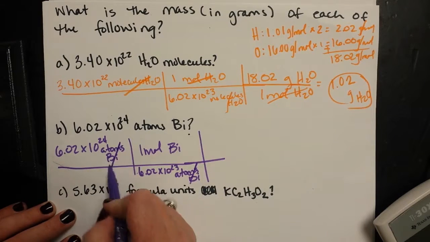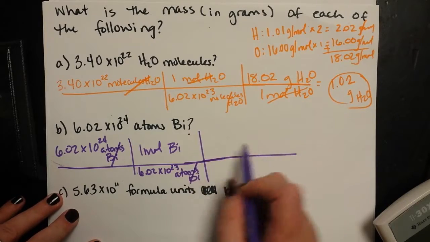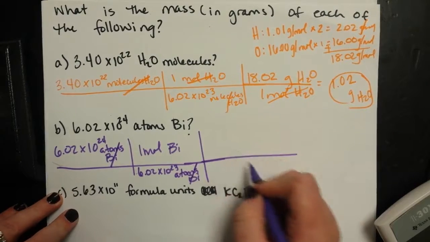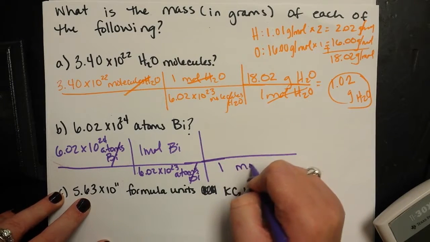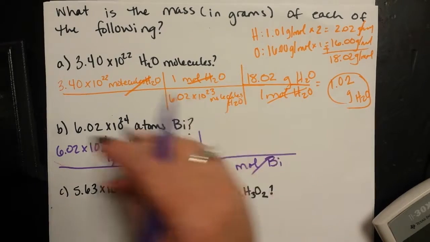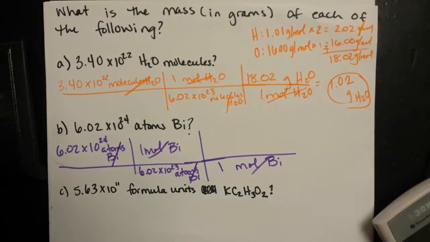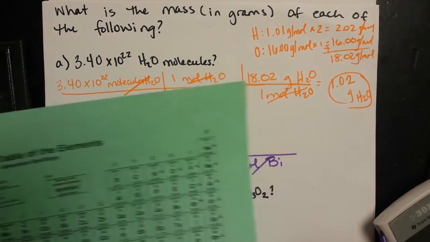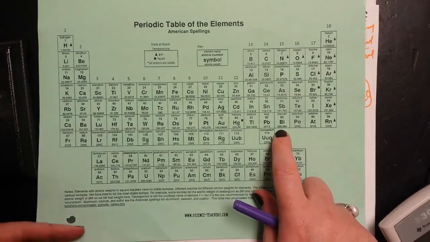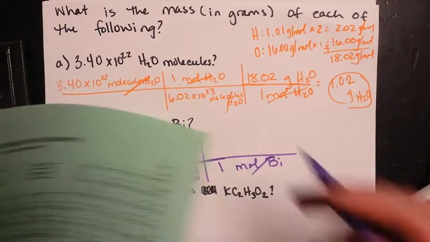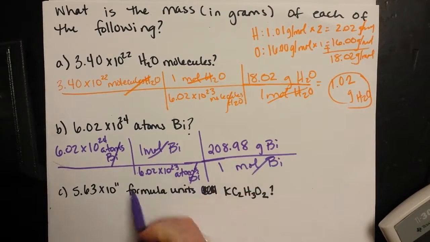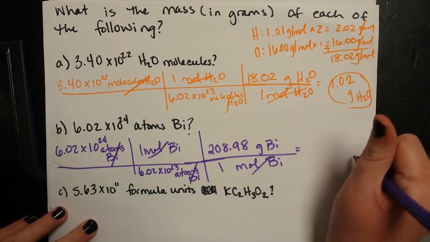And that will cancel out my atoms of bismuth and leave me in moles, but again I'm not done because I want mass. I remember moles and mass are always related through molar mass. So I want 1 mole of bismuth on the denominator, so that way my moles of bismuth cancel. And I can use the molar mass from the periodic table for bismuth to get into grams. If I find bismuth on the periodic table, I see that its molar mass is 208.98 grams per mole. All my units cancel. I'll be left in grams of bismuth.